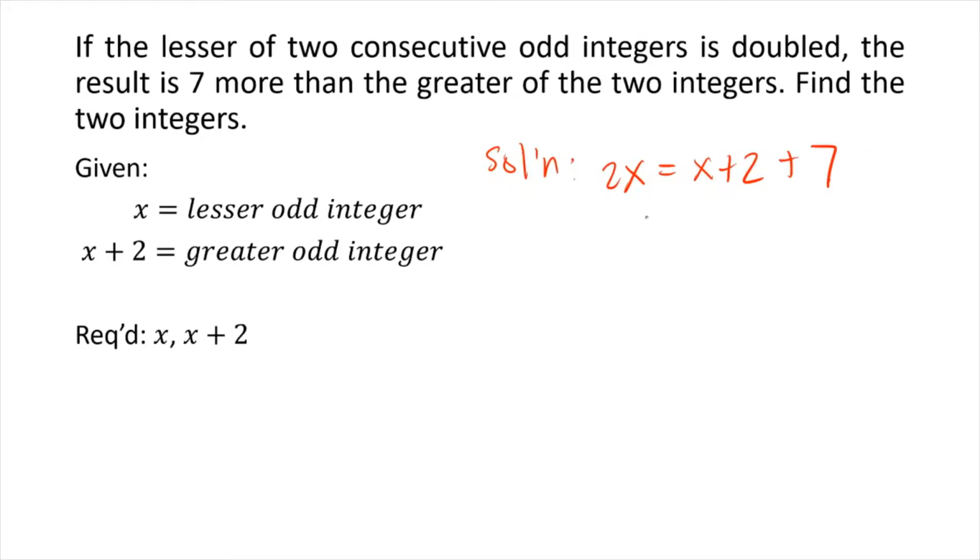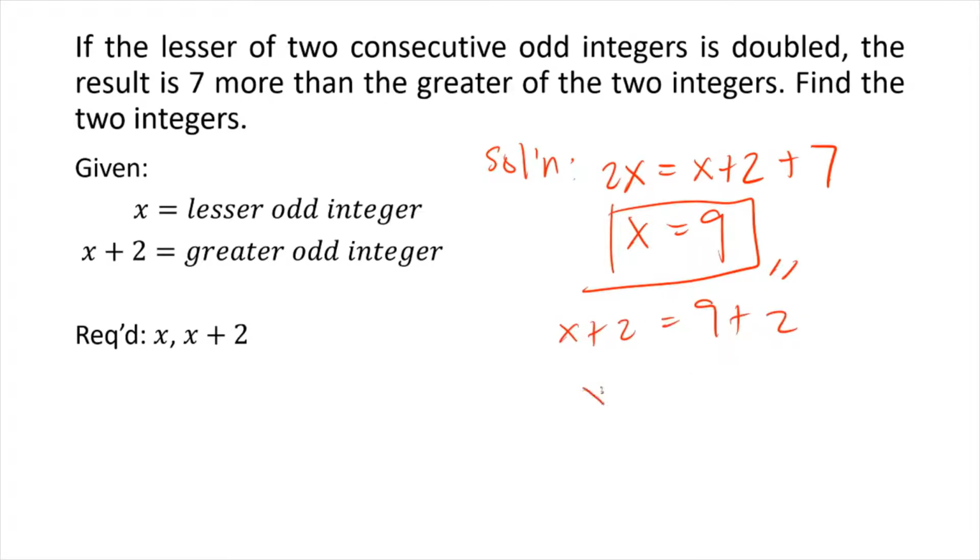So combine like terms. 2x minus x, we get x. That's 7 plus 2, that's 9. Therefore x equals 9. This is the lesser of the two odd integers. And then the greater is x plus 2, which is 9 plus 2. So x plus 2 is equal to 11.